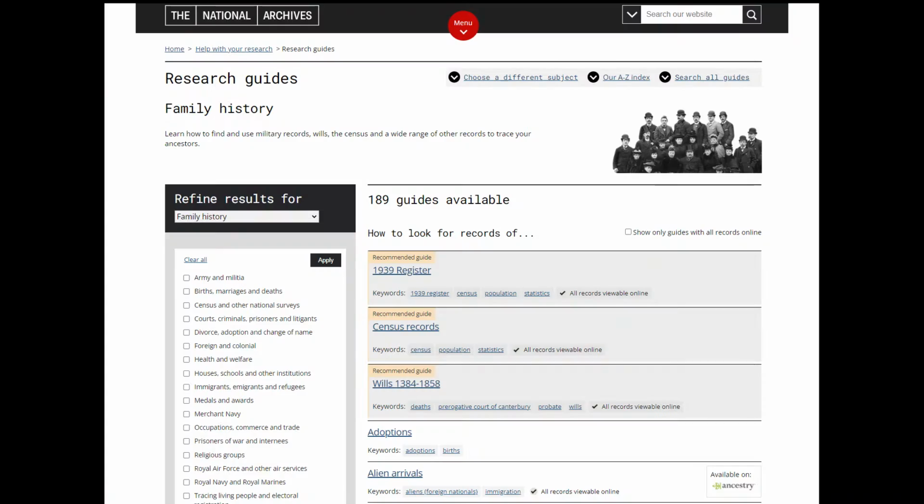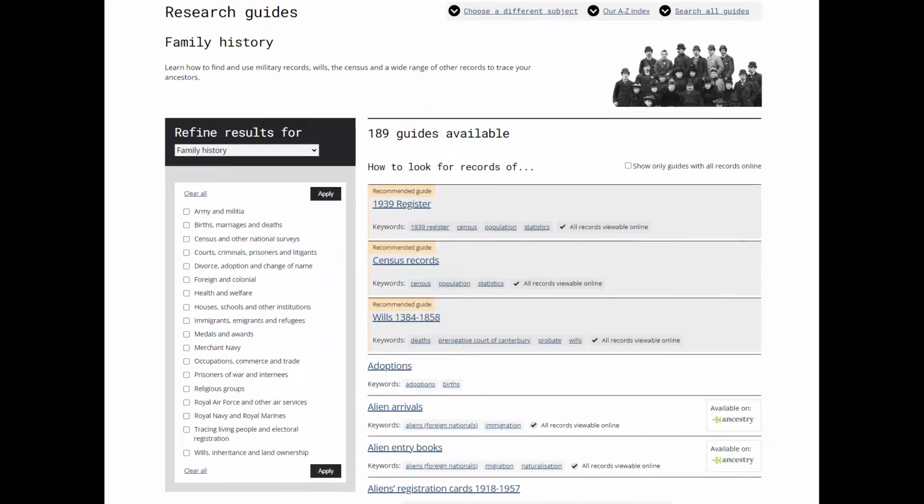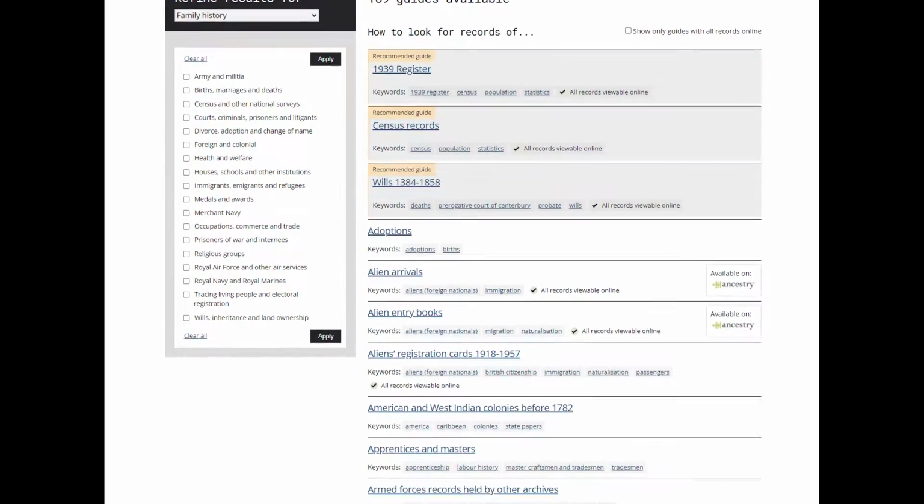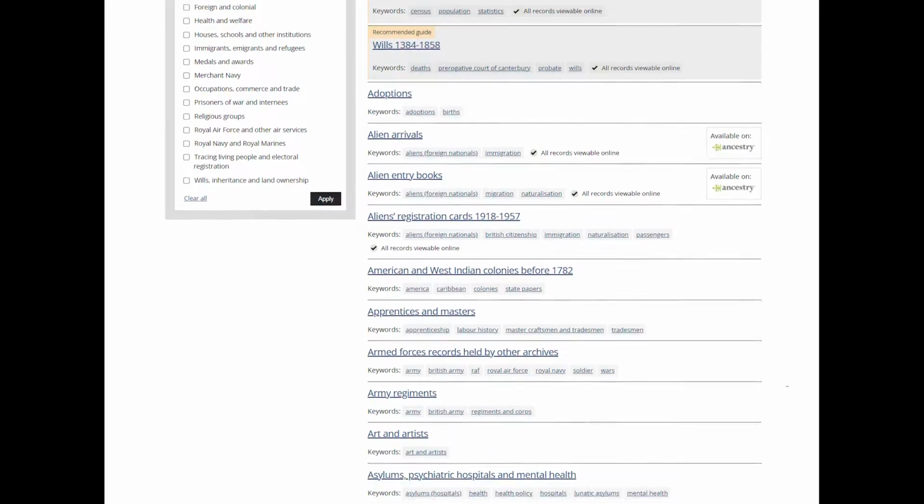But a good place to start is the research guides in our family history category. They'll tell you about records that aren't held at the National Archives as well as those that are, often with links to where you can find them.